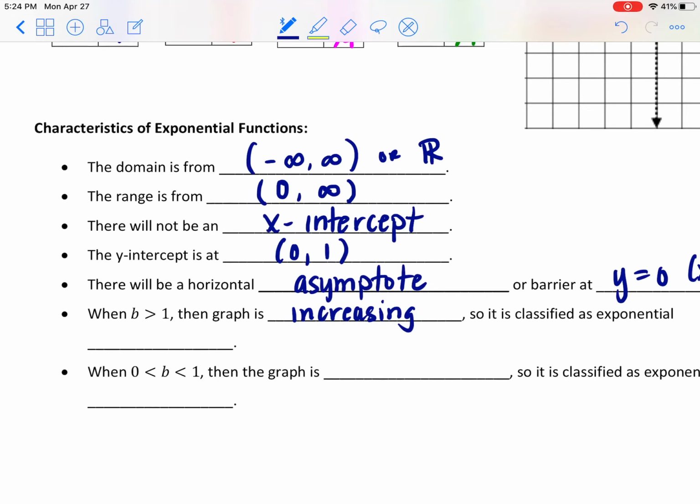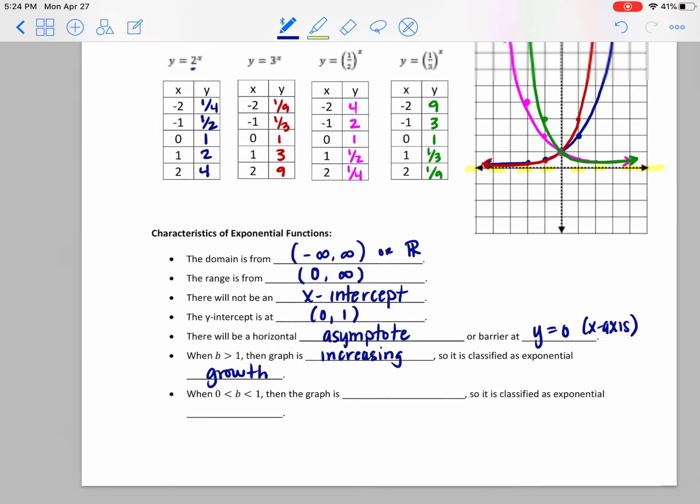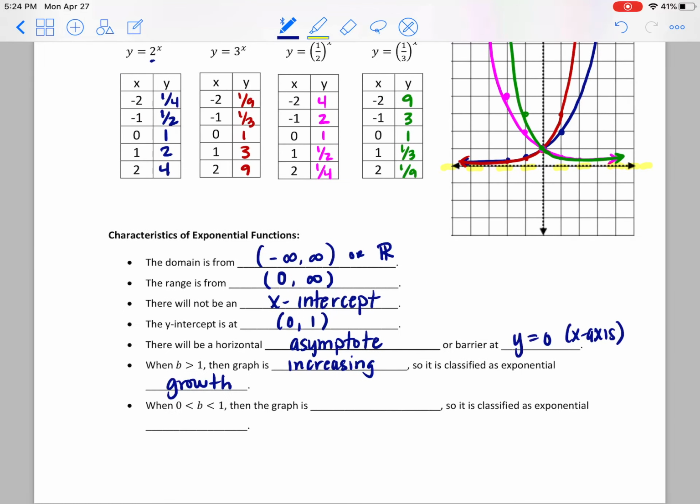So if that base is bigger than 1, let's say it's 2, we're doubling. Let's say it's 3, we're tripling. Let's say it's 4, we're quadrupling our number. When that base is bigger than 1, the graph was increasing. And so we call those types of exponential functions exponential growth. We see the numbers grow really fast.